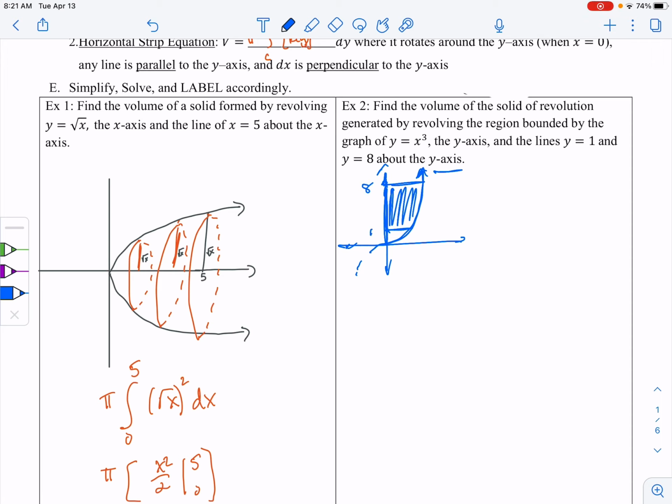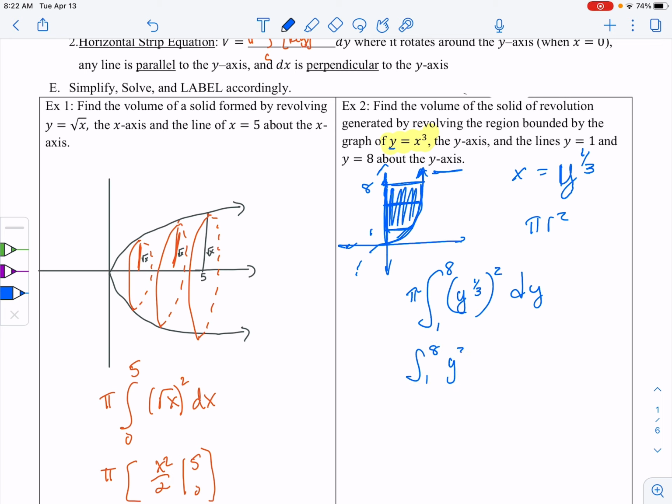If it's around the y-axis, you have to solve this equation for x. So you end up with x is equal to the cube root of y, or I'm going to write it as y to the 1/3. It's just easier. Okay, so this represents the radius of my circle. Remember, it's pi r squared, so I'm going to integrate from 1 to 8. The pi can go on the outside. You have y to the 1/3. That's the graph. You square it, because that's your radius. So I'm going to integrate from 1 to 8 of y to the 2/3 dy times pi.